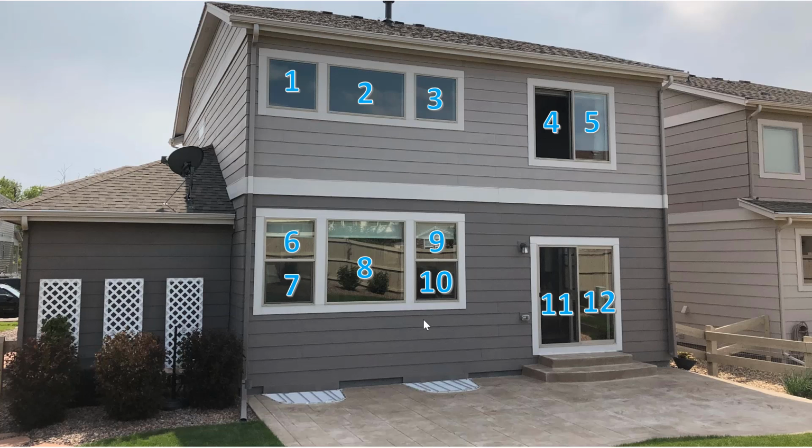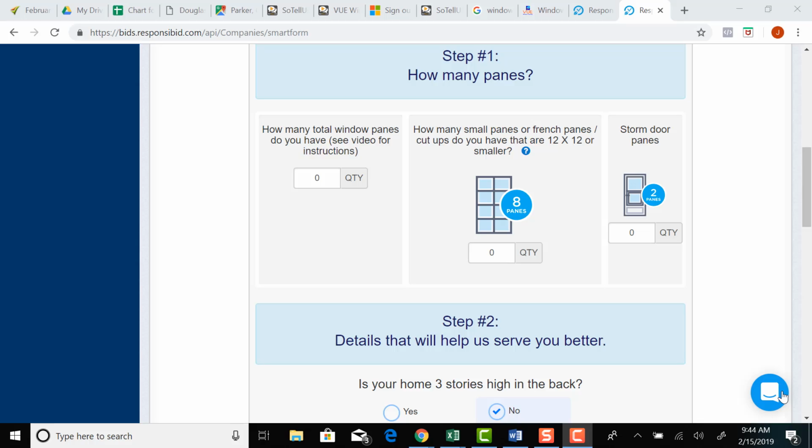So basically what you want to do at this point is add up and go through your house and count out how many pieces of glass we're going to be cleaning. Once you add up the total number of pieces of glass, or total window panes, you're going to come to this form, and it's going to ask how many total window panes do you have, and you're just going to put that total. So maybe you added up 45 panes of glass. So you're just going to put 45 there. Now, if you do have French panes or cut-ups, you can put how many of those you've got. But like I said, it's easier just to let us know so we can come out and take a look ourselves. Now, storm doors, just put in how many storm doors you want us to clean as well.